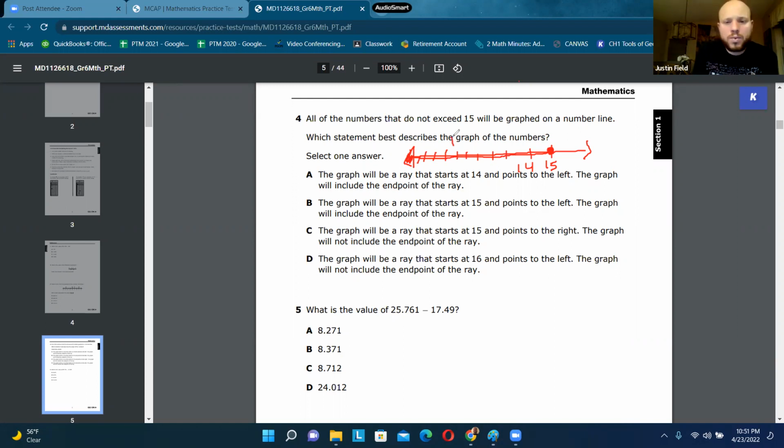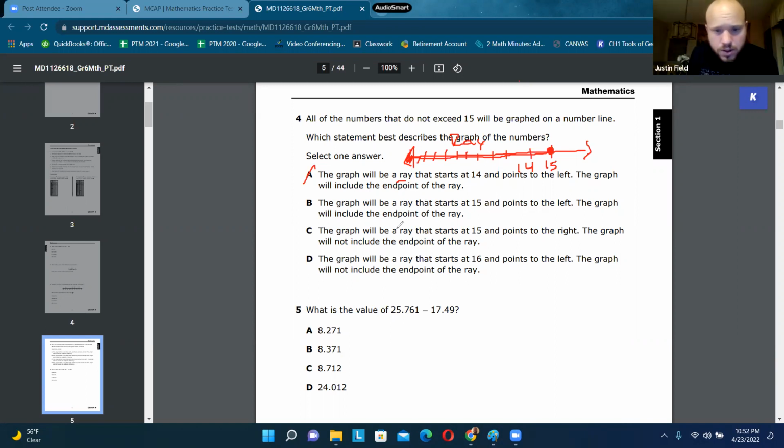So that would be a ray. I see that word ray there. A ray goes on forever in one direction. The graph will be a ray, yes, that starts at 14. No, start at 15. The graph will be a ray that starts at 15, I like it, and points left.